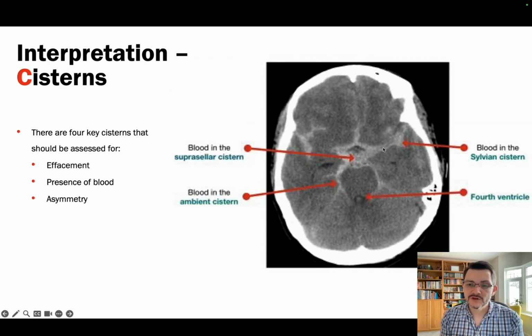then the Sylvian fissure here on this image on the right hand side, but they are on both sides of the brain. So central, 2 lateralizing ambient cisterns, 2 Sylvian cisterns, and a fourth ventricle. And you're looking for them being effaced, so squeezed, blood being in them, or them being asymmetrical for any reason, which might be due to the brain tissue squeezing on them because it's swelling for some reason.